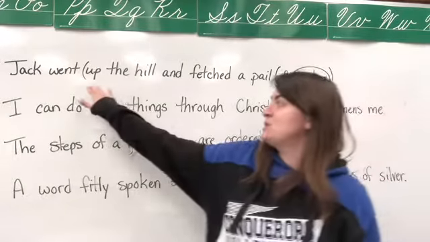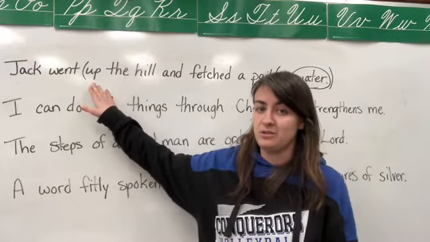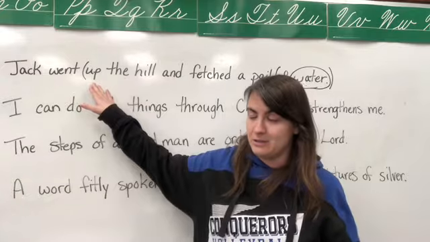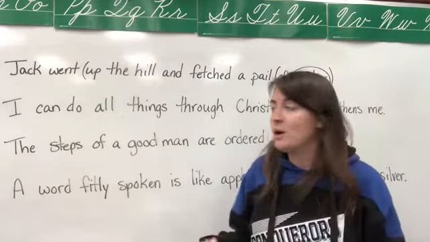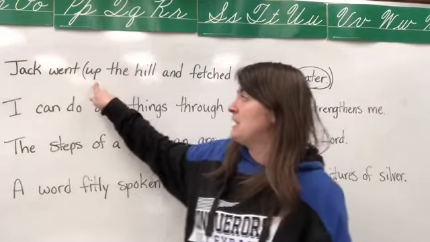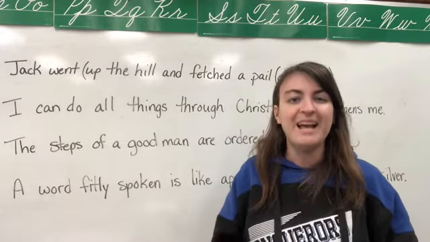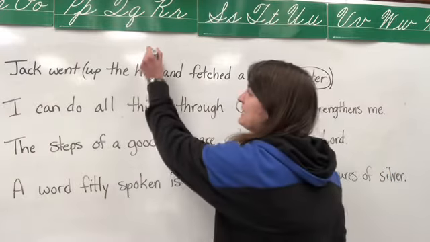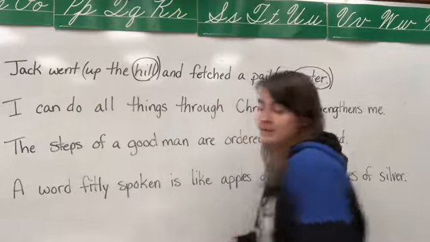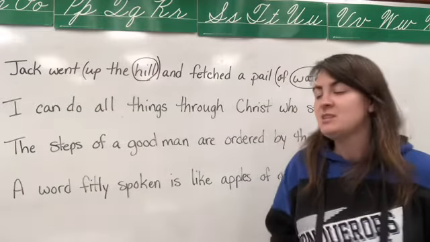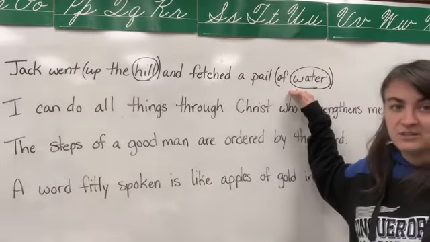Now let's go to this word up. We need to determine whether or not it's a preposition with a prepositional phrase or whether it's something else being used as another part of speech in this sentence. So is there a noun or pronoun that up is relating to where Jack went? That's right. It's the word hill here. Up is saying where Jack went. He went up the hill. So we've got the prepositional phrase up the hill and of water in this first sentence.